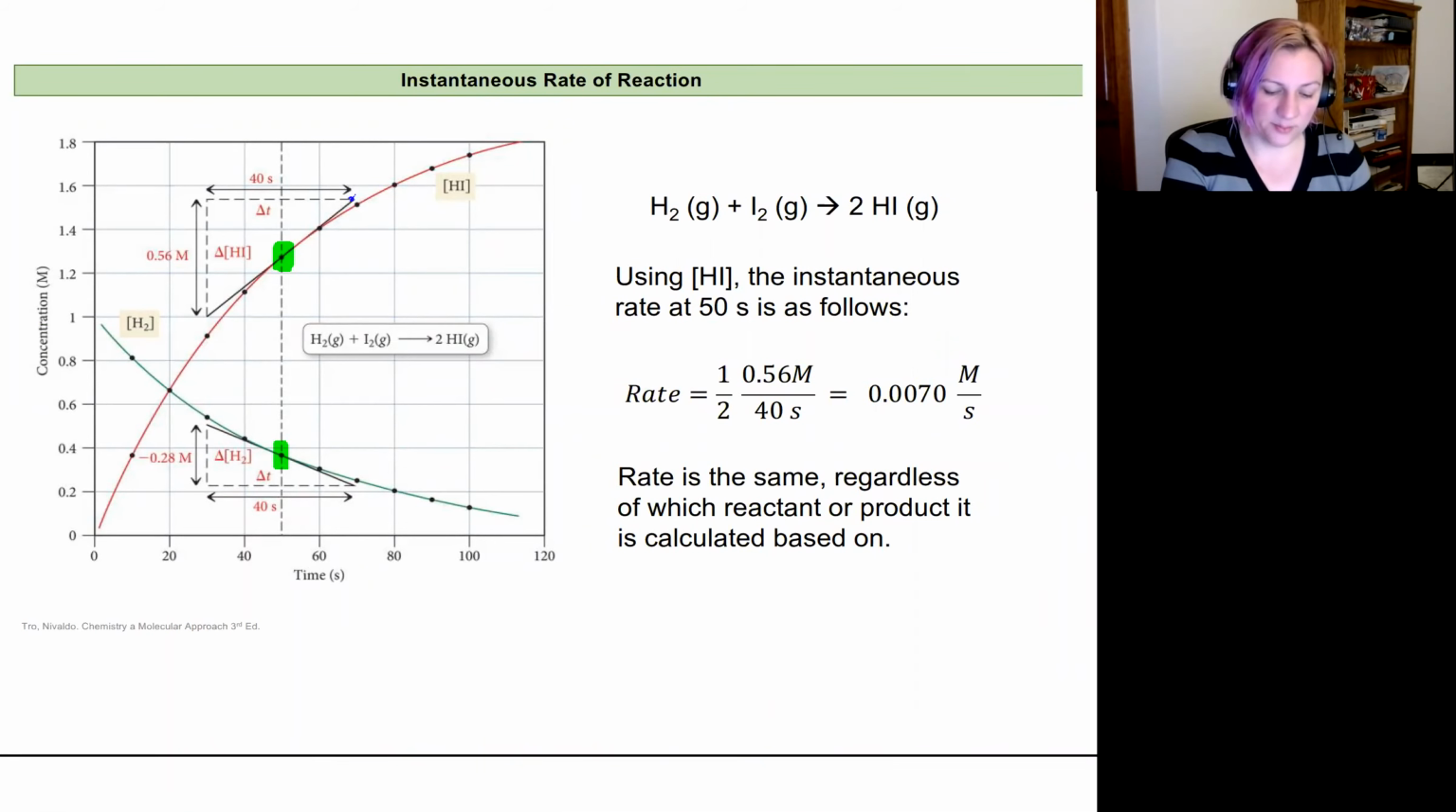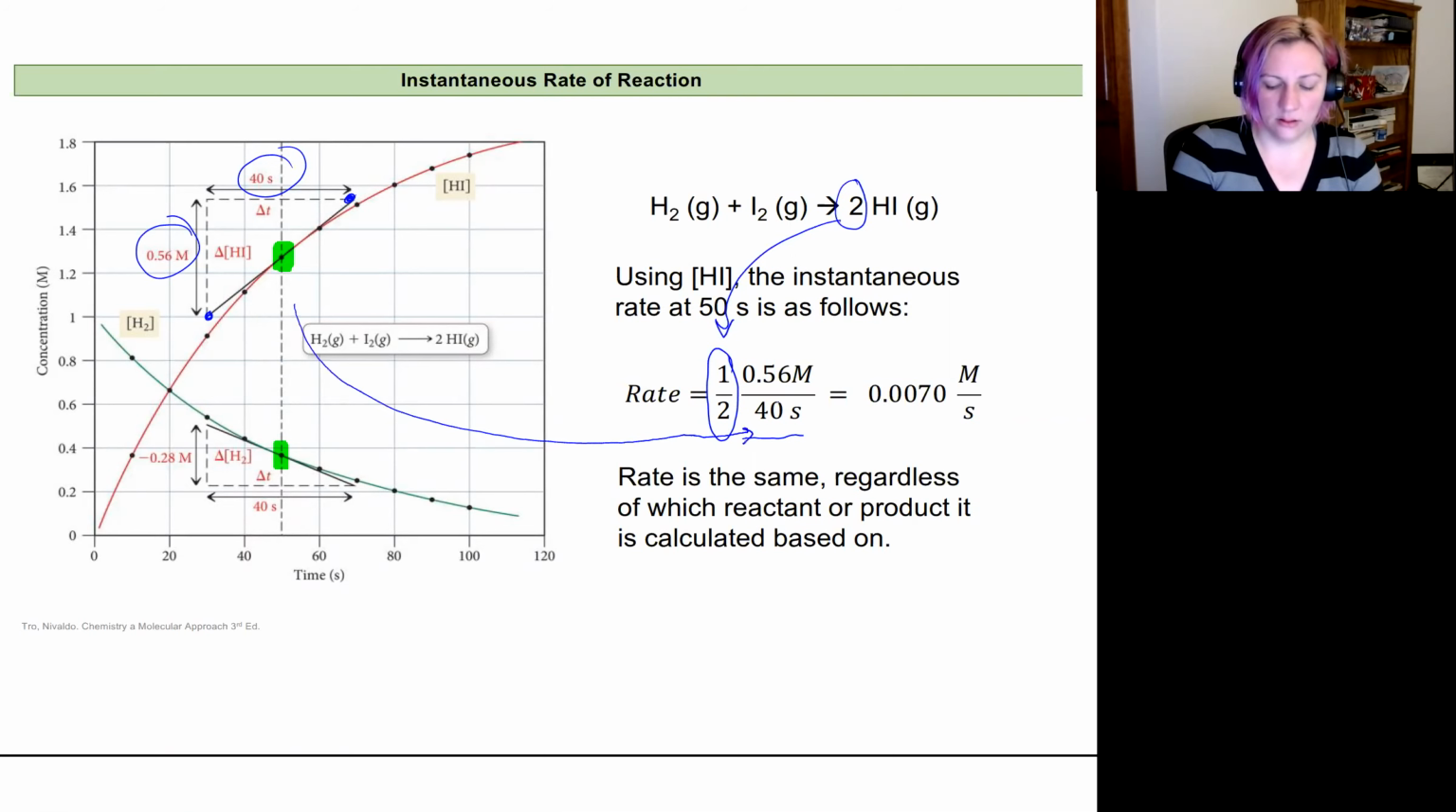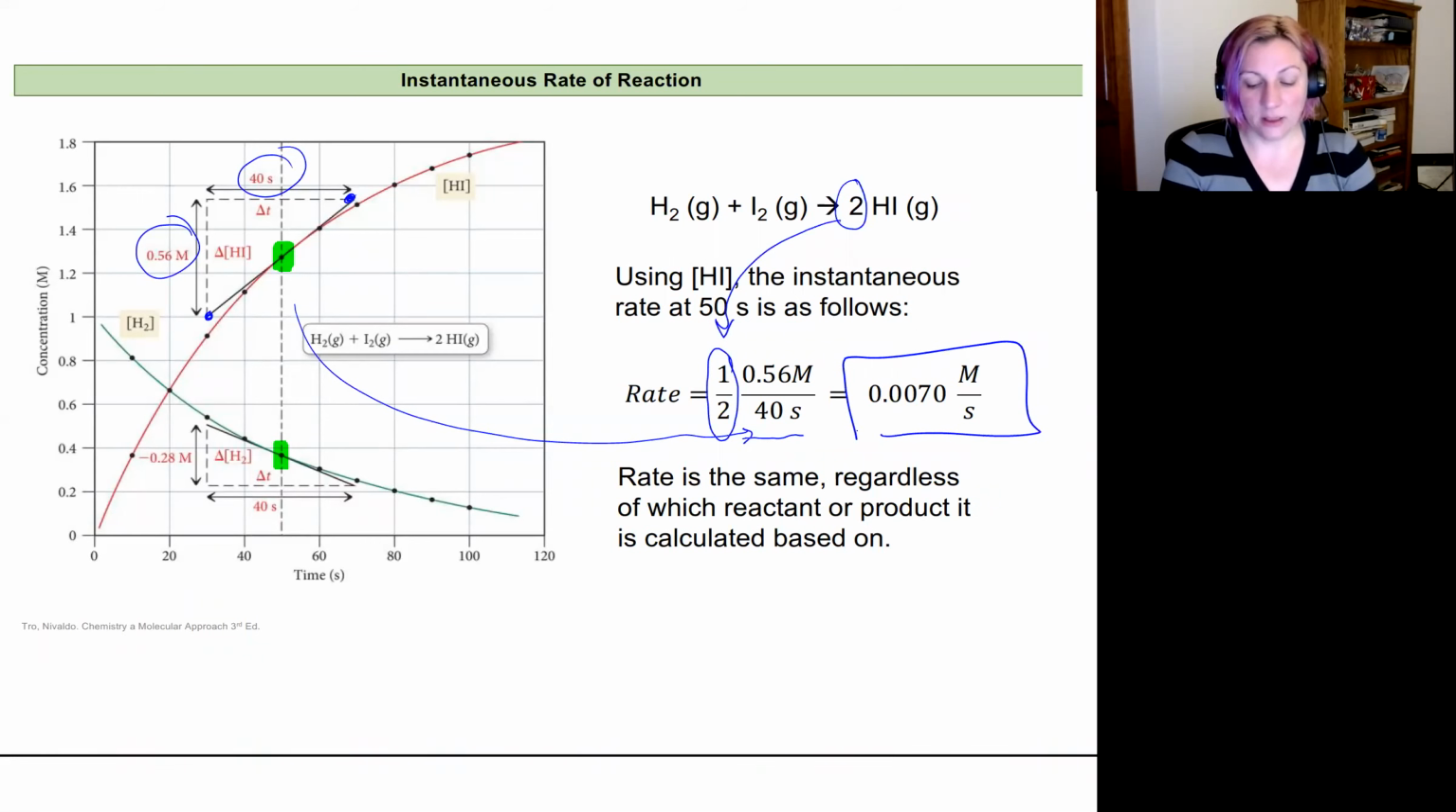We'll use this point here and here. So we're looking at 40 seconds for our change in time and 0.56 molarity for our change in concentration. And remember, we're now dividing also by 1/2 because we have a 2 coefficient. And so we put in the rate information from our graph over here. And we calculate a value that is in fact the same. It's 0.007 molarity per second. So we'll be able to get this same rate no matter which reactant or product we're tracking, as long as we're doing it at that 50-second marker.